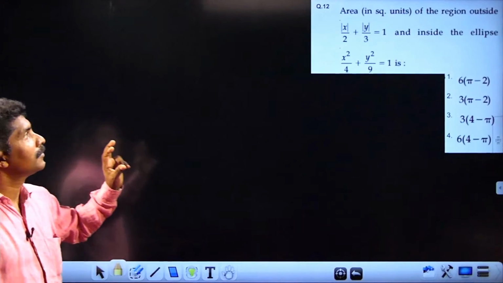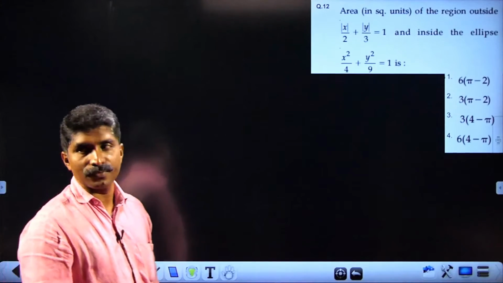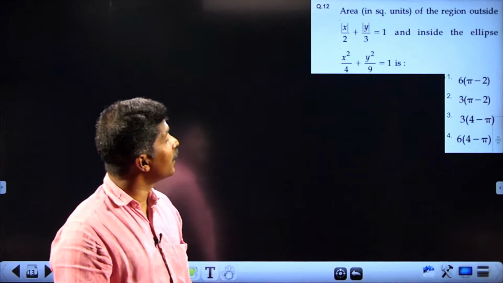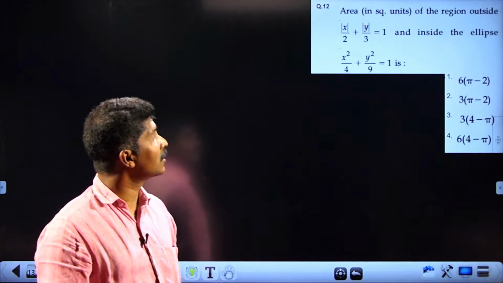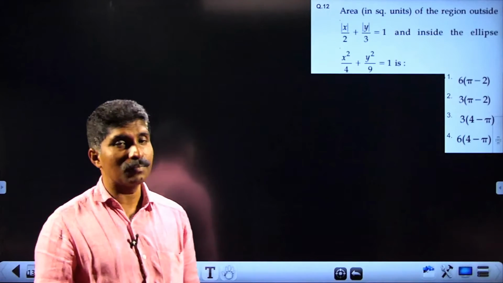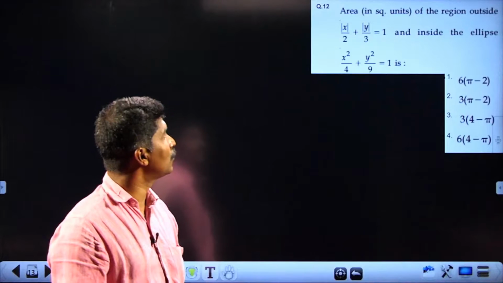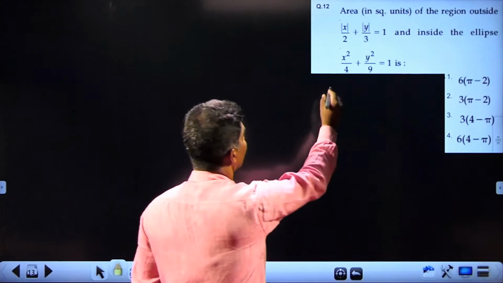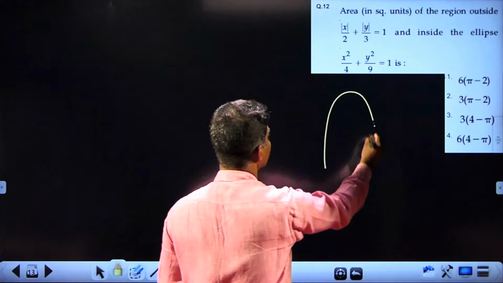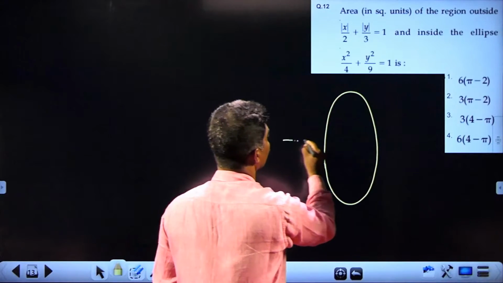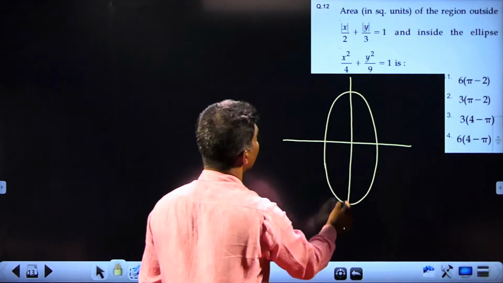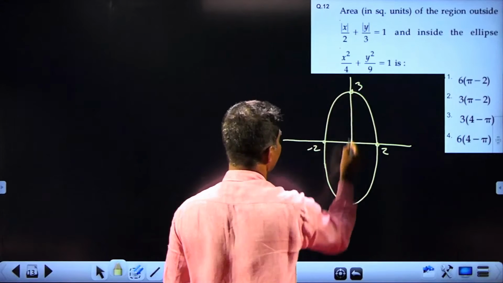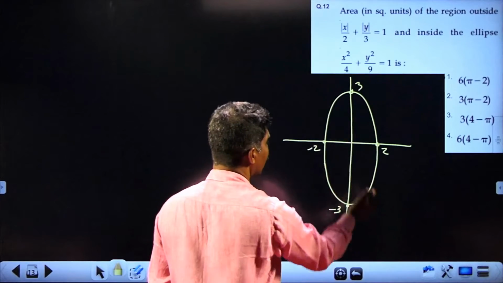Next question. Question number 12. Area of the region outside mod x by 2 plus mod y by 3 is equal to 1 and inside the ellipse. You can see that there is an ellipse like this. Here it is 2 and negative 2, and here 3 and negative 3. This is the area of the ellipse.